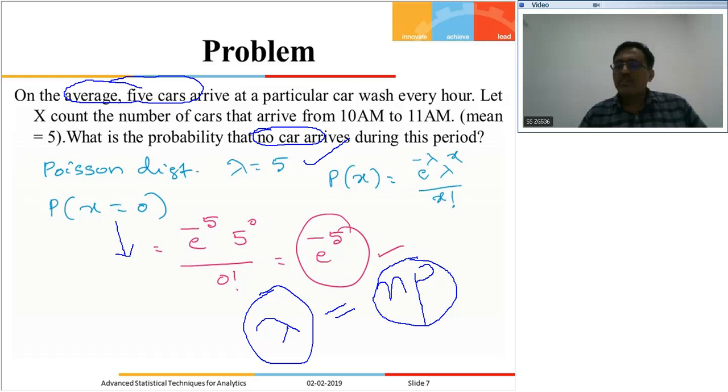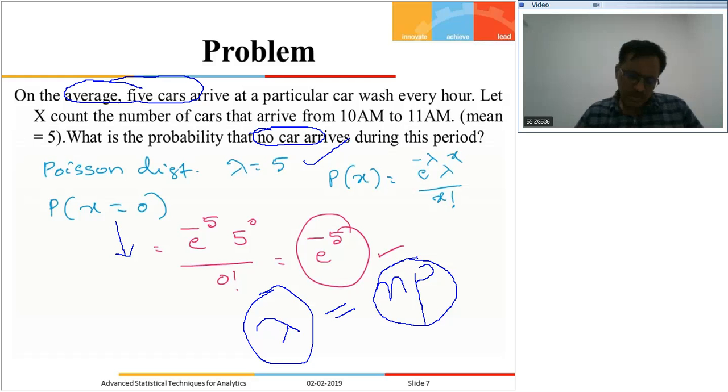How to identify whether it is binomial or Poisson? In general, it is very easy to identify Poisson if N is very large and P is very small. That is the best criterion to identify whether we can go ahead with the Poisson distribution or not.